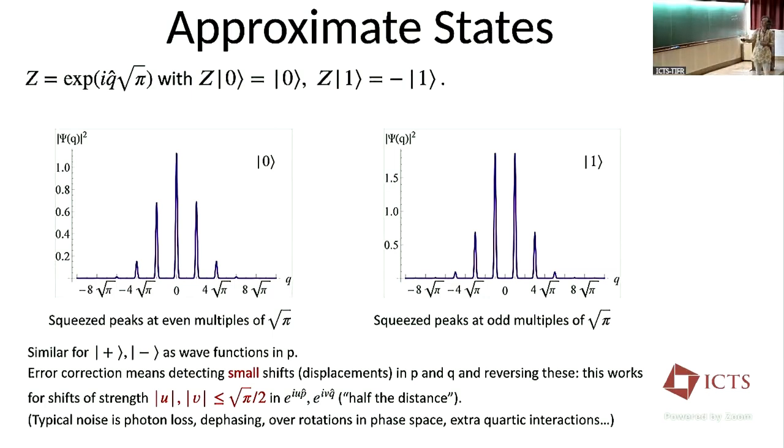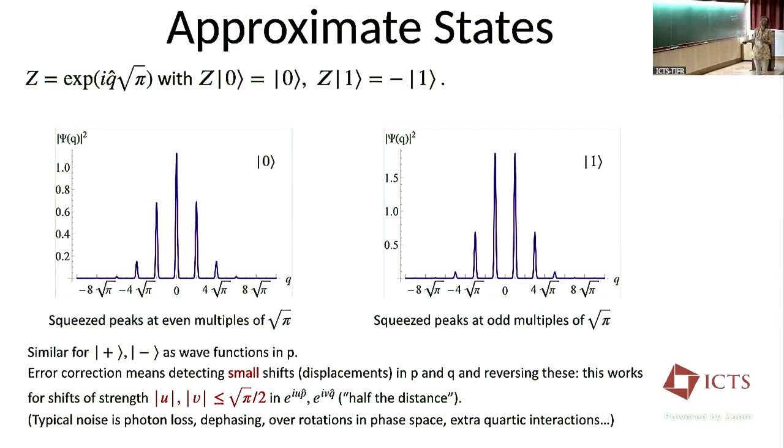All right, so these are, in principle, wave functions that people are trying to create in the lab, and there have been experiments on stabilizing a state like this. And now, error correction in principle means, well, what are the errors? So for this GKP code, the ideal errors are small shifts. So there are shifts in P or in Q, so translations in phase space.